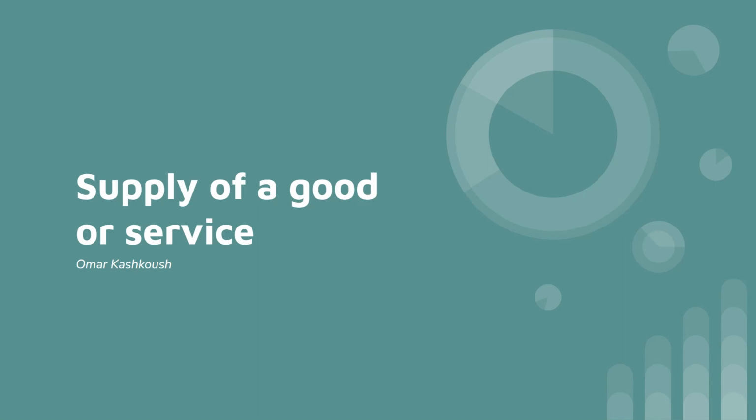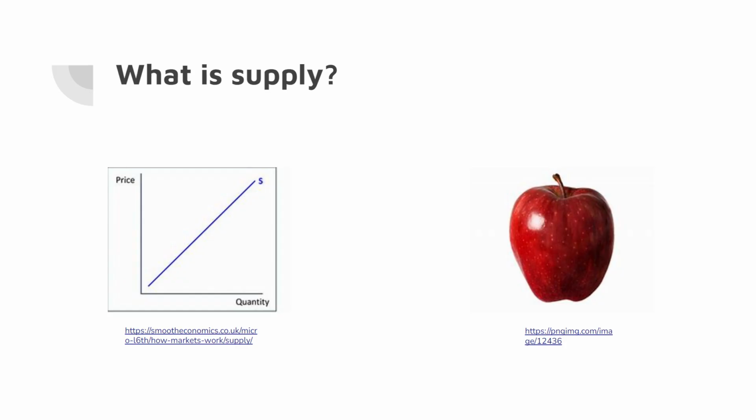In this video, we'll be discussing factors that affect the supply of goods and services along with some real-world examples. Before we discuss factors that affect supply, we must first understand what supply is. Supply is the amount of a good or service a producer supplies at different prices. This is shown through a supply curve.